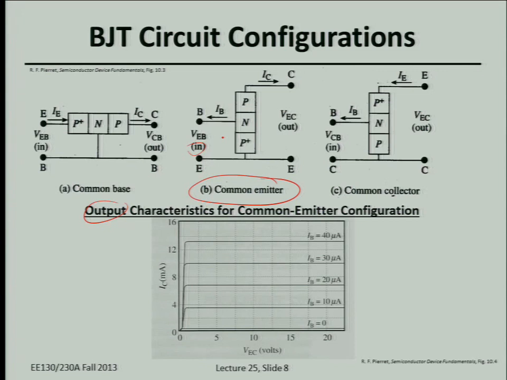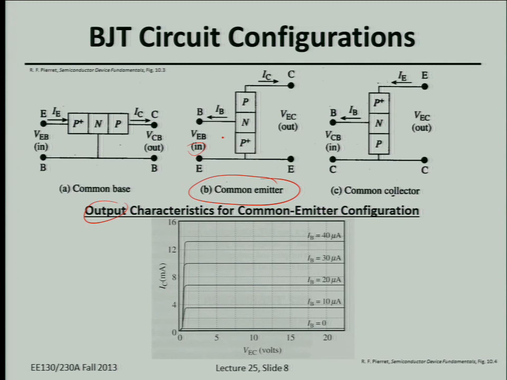Just like for the MOSFET, we plotted the output characteristics, right? The drain current as a function of the drain voltage. But we had to plot a separate curve for each gate voltage. Here, same thing, we're plotting the output current versus the output voltage, but for different values of input current in this case. Okay?